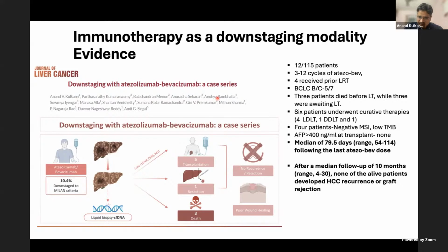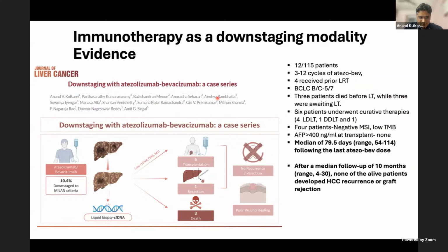There are 3 patients who are waiting, 3 who had died, and 6 underwent curative therapies. Nearly 4 to 5% of the 115 patients. If you convert them into the HCC population, it's a huge number. 5% undergoing transplant after immunotherapy is a huge number. Curative therapy: one had undergone resection, one had undergone deceased donor liver transplantation, and 4 underwent LDLT.